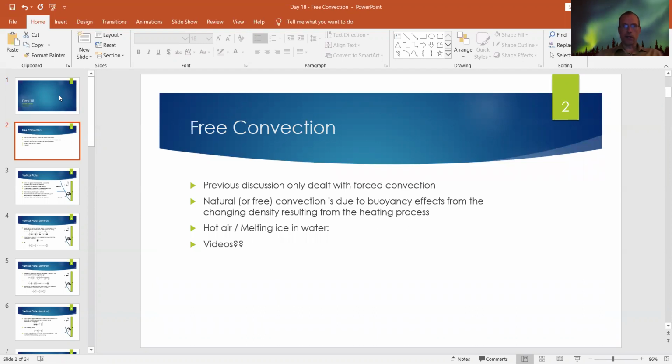As I said, the previous discussion only dealt with forced convection. There was wind or something going on. Natural or free convection, the topic of today, is due to buoyancy effects from the changing density resulting from the heating process. You can kind of see this. There are some decent videos. If you look at air over an asphalt road on a really hot day, that black road is going to heat up quite a bit. And then you can actually see little streams of air going up in a wavy form. The same thing happens in ice and water. Sometimes you can see in that case, though, the water actually goes down because it's a cooling thing as opposed to heating.